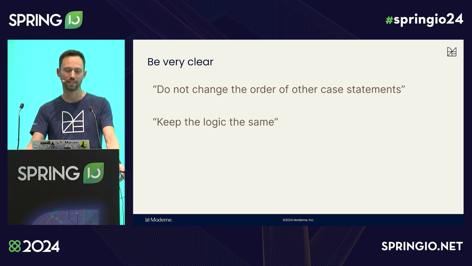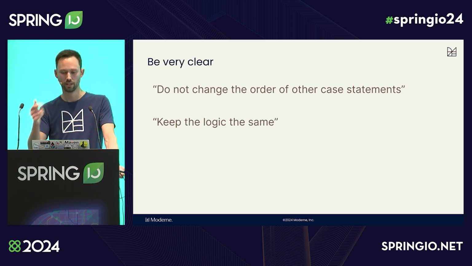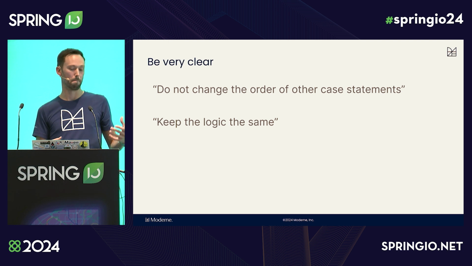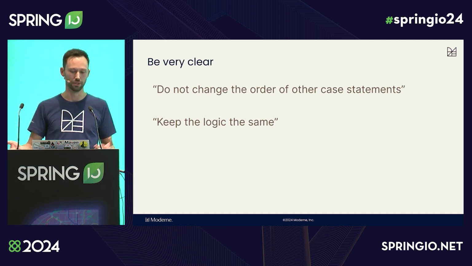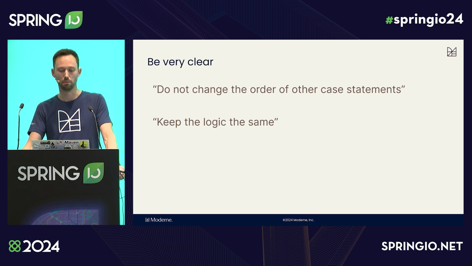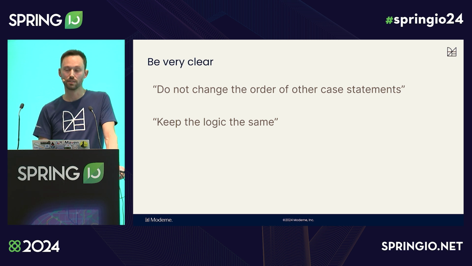So some of the failure modes that we saw was that other case statements suddenly got reordered as well, and fall through was not handled correctly. And we can kind of mitigate these patterns by being very clear with the instructions that we give it. So maybe tell it to not change the order of any other case statements, or keep the logic exactly the same. But this seems like a lot of work, and it might still get things wrong. Clearly, this is not ideal.